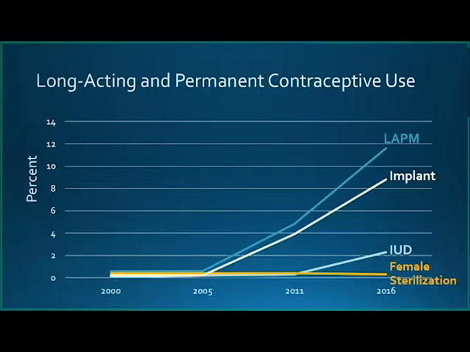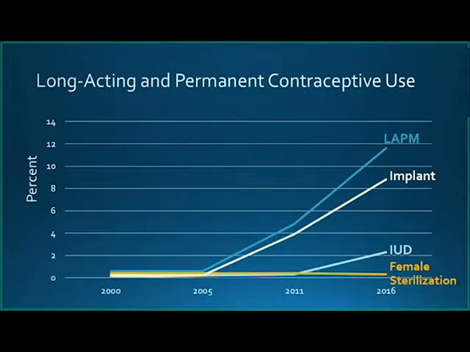You can see on the x-axis, the time scale starts at the year 2000 and ends at the year 2016. And on the y-axis, we have percent. This is the percent of women who were using these different types of contraception. We have long-acting permanent methods: implant, IUD, and female sterilization. And then move on to talk about what the main point is.